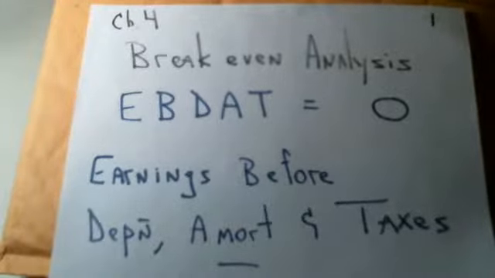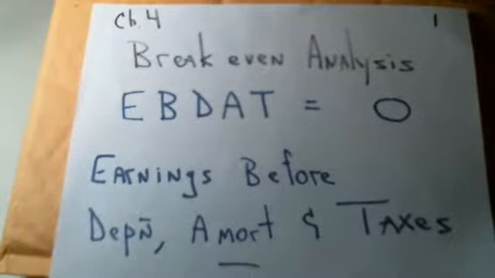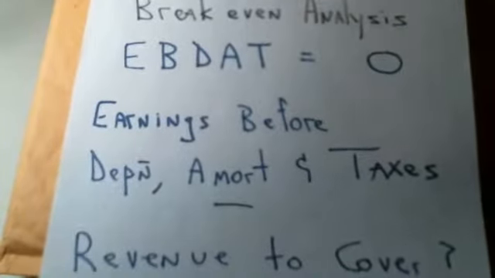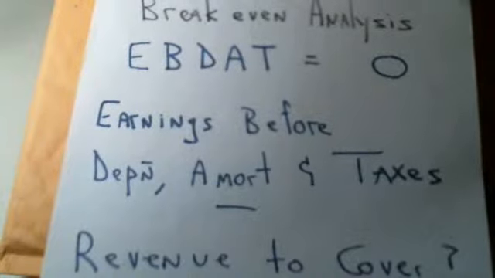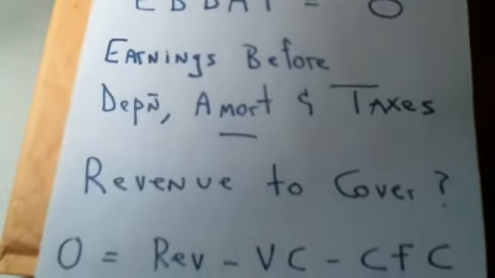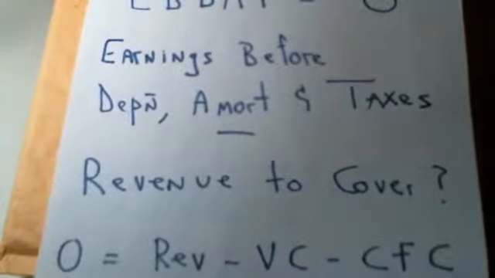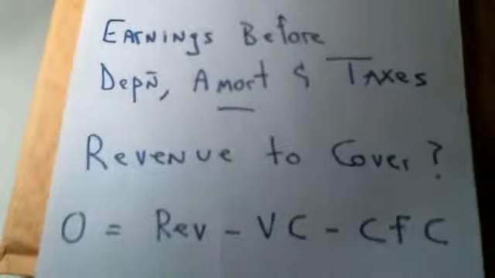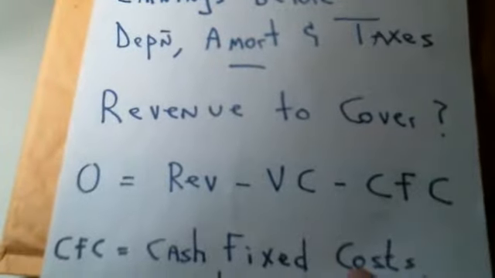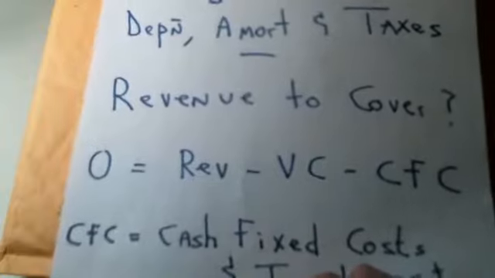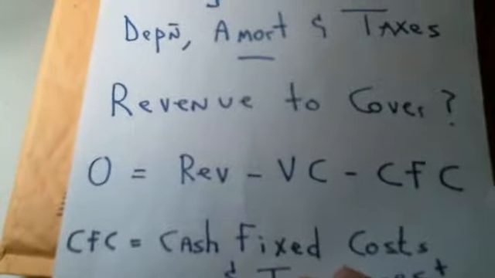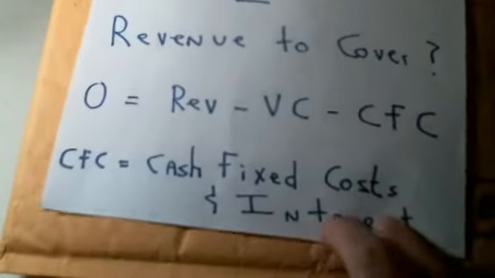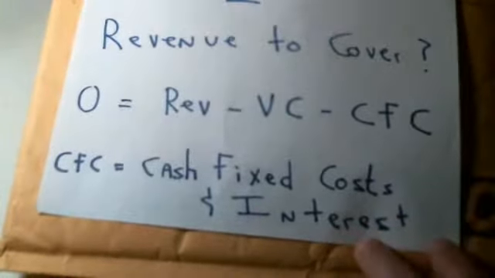EBITDA, okay, we are looking to see at what point that hits zero. And as I said before, that's earnings before depreciation, amortization, and taxes. So basically we want to see at what point our revenue will cover all those expenses. So we can reset that equation to say 0 equals revenue minus VC, variable cost, minus the CFC, which is cash fixed cost and interest.